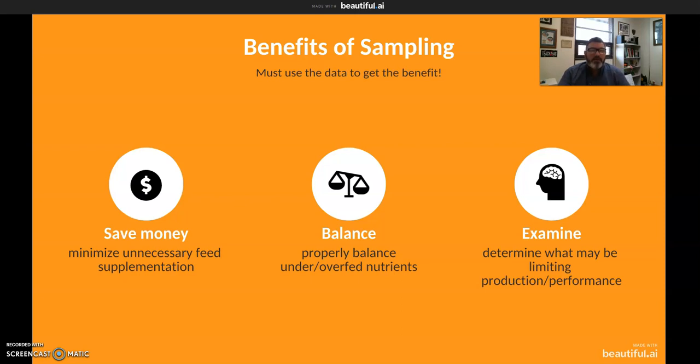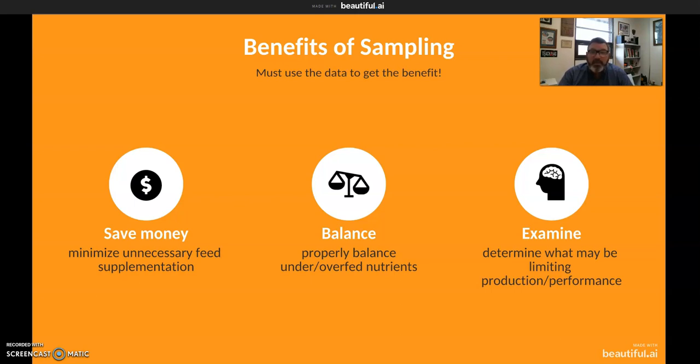But what are the benefits of sampling as we think about it? First and foremost, saving money in the long run. We want to be able to minimize unnecessary feed supplementation, especially those things that are expensive in the ration. We don't want to feed any more than we have to. Feed sampling and nutrient analysis will tell us where the deficiencies are that we can address. Second, we can properly balance the ration so that we don't under or overfeed nutrients. Again, those things get quite expensive, and so we want to make sure that we have the right amount of information and the proper data to properly balance a ration.